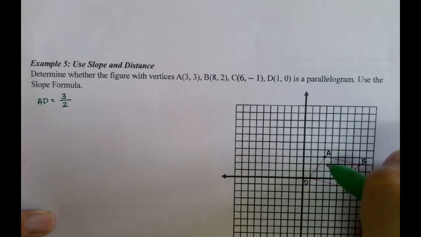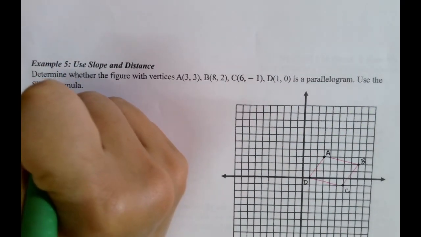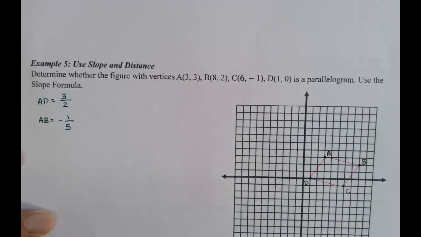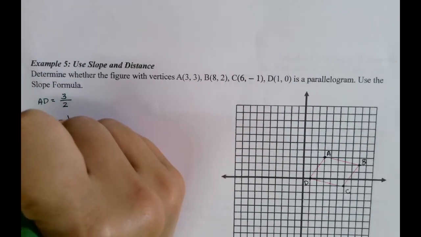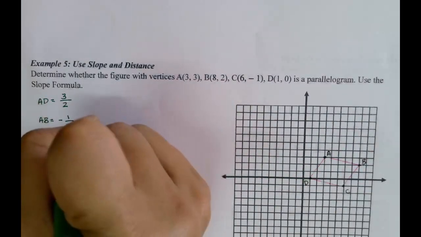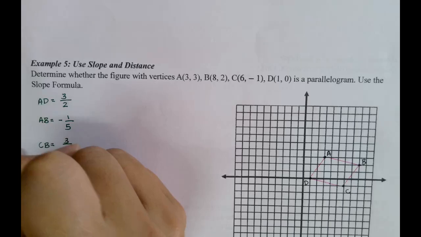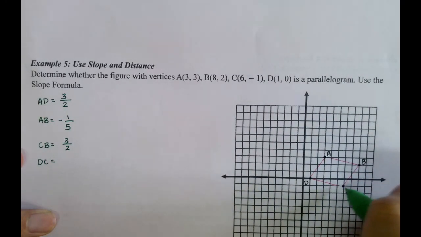AB here, I'm going down 1. So that's negative. Right 1, 2, 3, 4, 5. So AB down 1 makes it negative. Right is positive, so negative 1/5. Then I'm doing CB here. Okay. So I'm going up 1, 2, 3, right 2. So this is 3/2. And then DC here. Down 1, right 1, 2, 3, 4, 5.